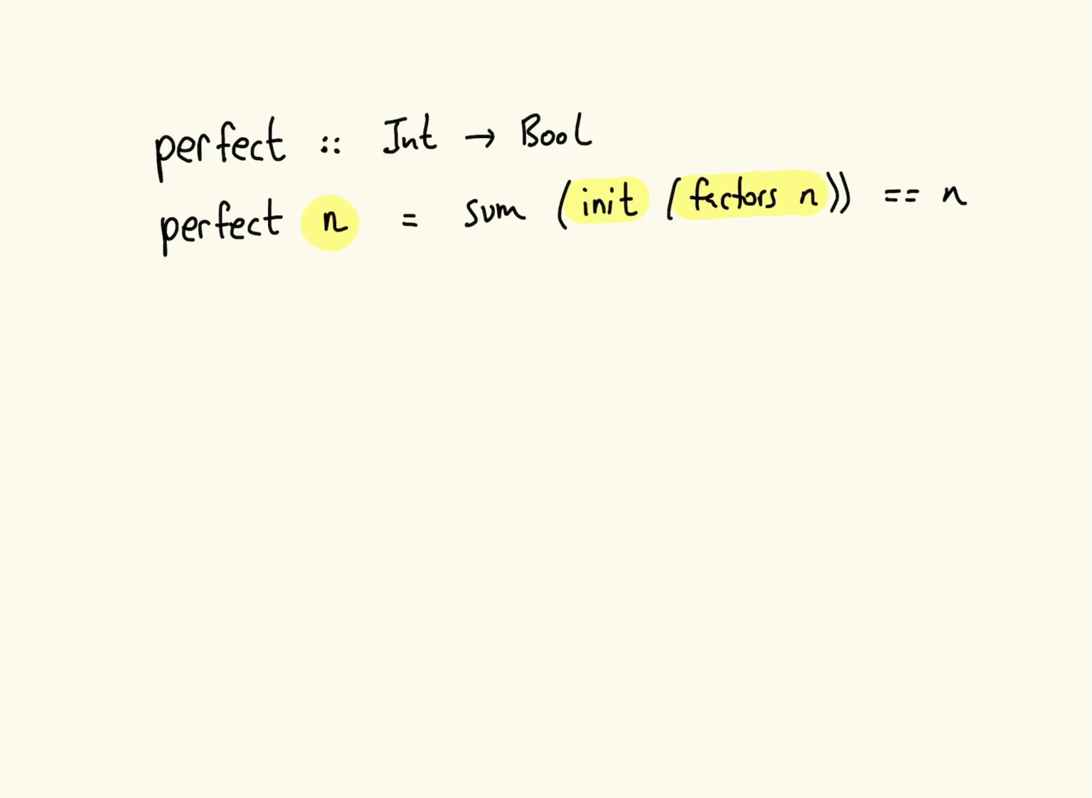I don't want the 6, so I throw the last thing in the list away. And that's what init does, throws the last thing in the list away. And then I sum what's left, and then I check, is that equal to n? So that's basically just implementing the idea of what a perfect number is directly.